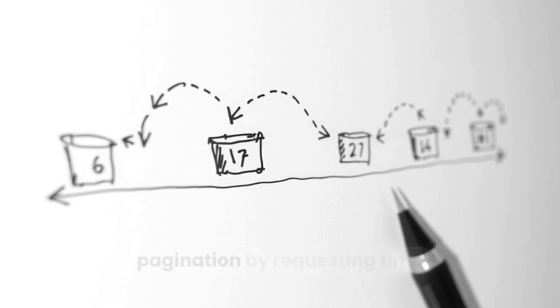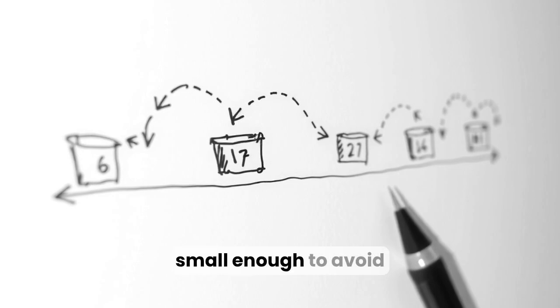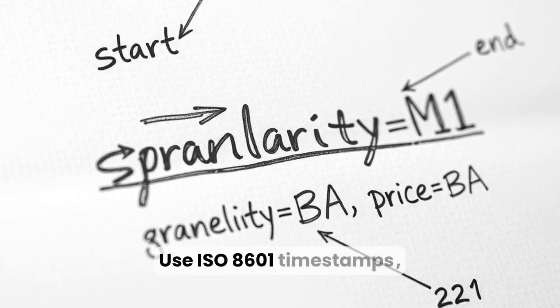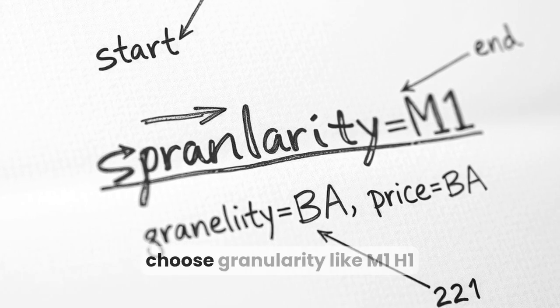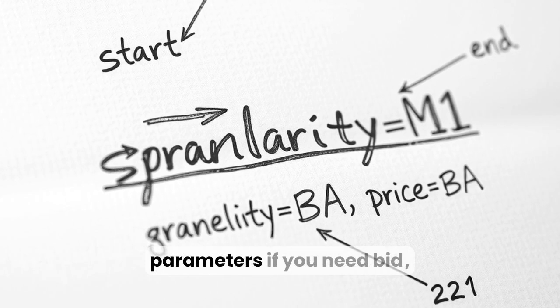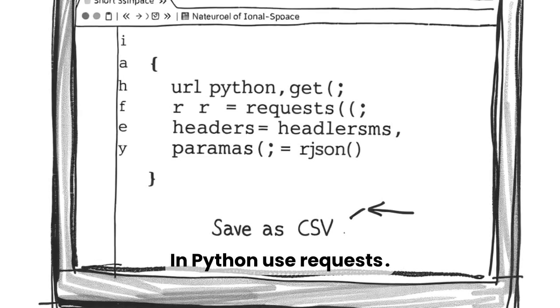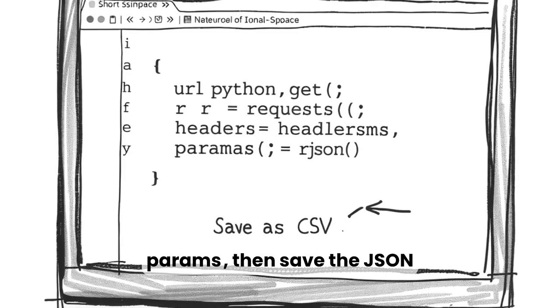Handle rate limits and pagination by requesting time slices, keeping each window small enough to avoid truncated responses. Use ISO 8601 timestamps. Choose granularity like M1, H1, or D, and include price parameters if you need bid, ask, or mid. In Python, use requests.get with URL, headers, and params. Then save the JSON payload for conversion to CSV.